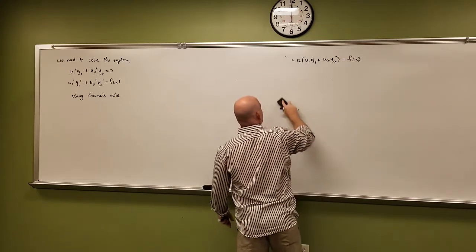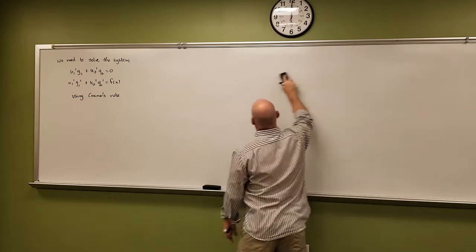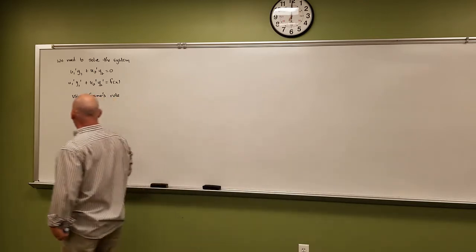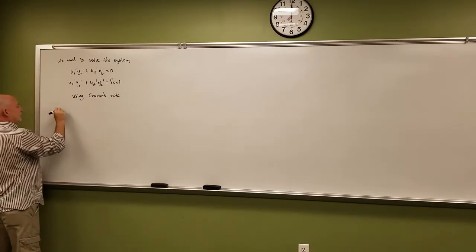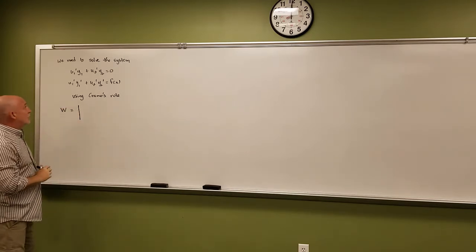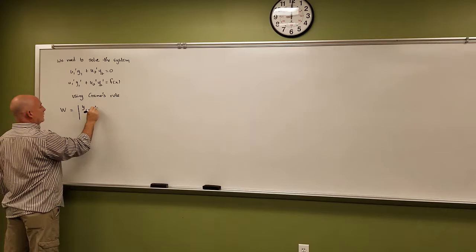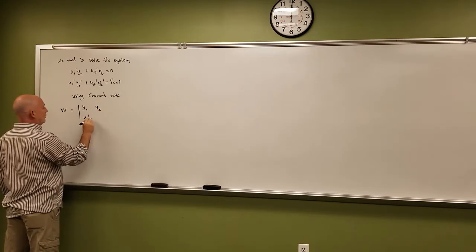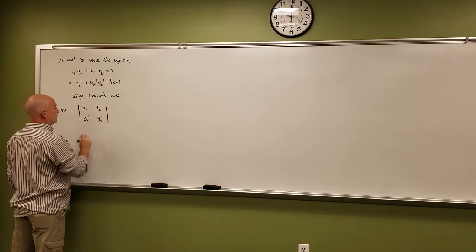Get all this out of here. We don't need any of that anymore. So we need three different values. We're going to find W, which is just the determinant of y1, y2, y1 prime, y2 prime.